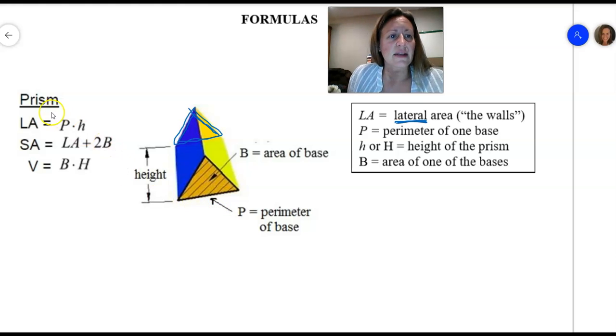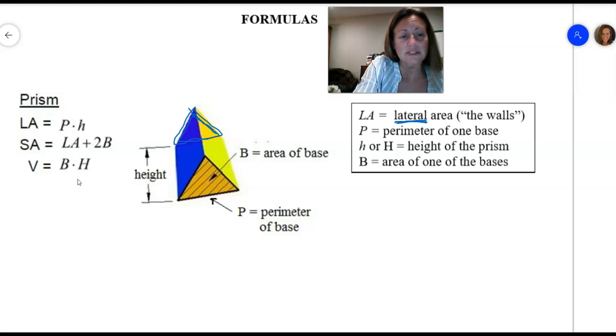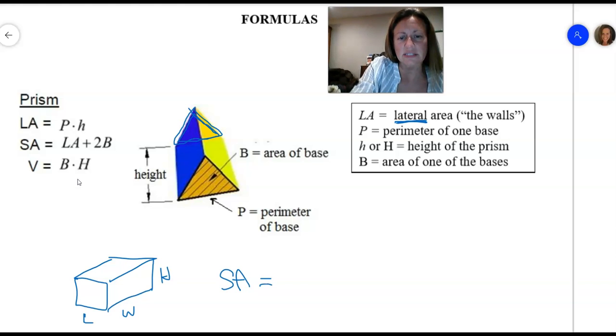Okay, now we're going to get back to these formulas and how to use them, but you'll notice that they probably look a little different than any prism formulas you may have learned in middle school. In middle school, you probably took a rectangular prism like this, and you probably talked about it in terms of length, width, and height, and you had some kind of surface area formula that was just adding up all six of the side areas, the faces.